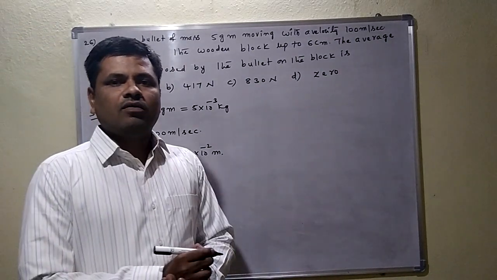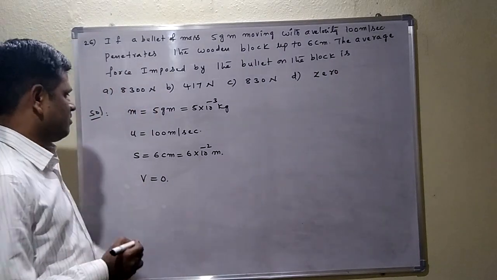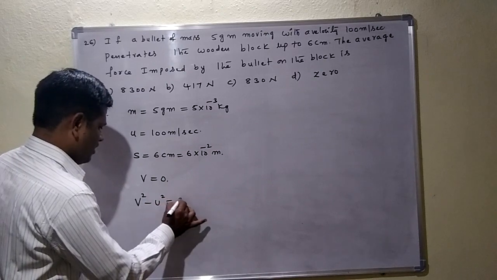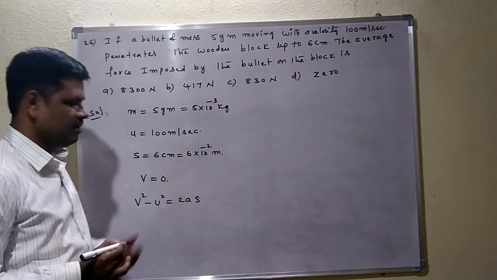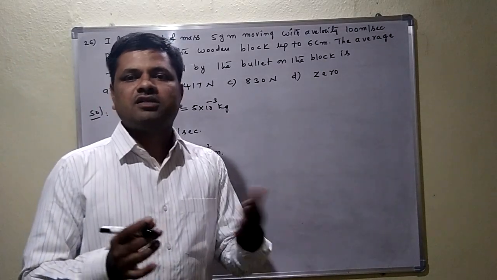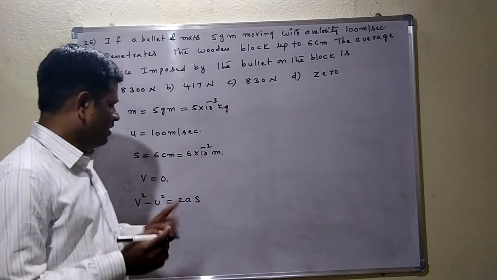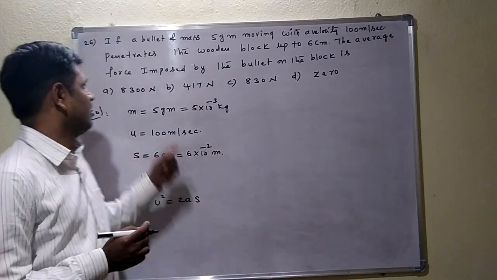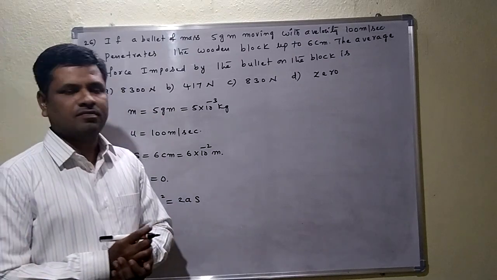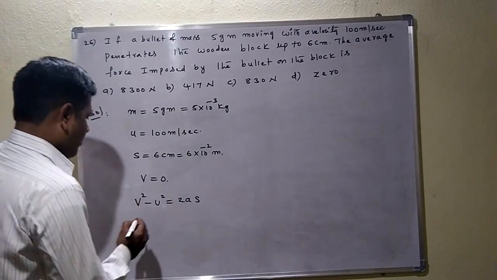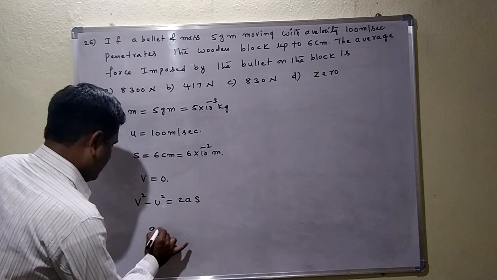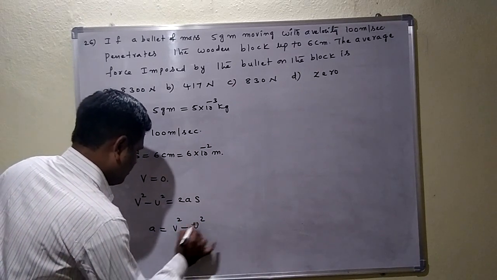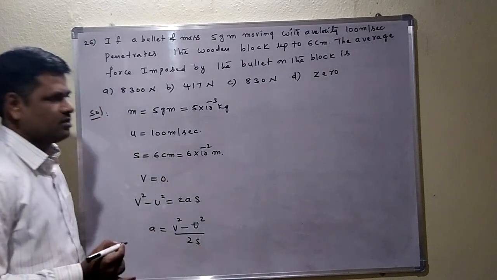Now we use the kinematic equation. What is the kinematic equation here? v square minus u square is equal to 2as. Why are we using this kinematic equation? Initial velocity, final velocity we know, displacement we also know. We have to find the acceleration for finding the force, the average force. So from this, acceleration a is equal to v square minus u square by 2s.